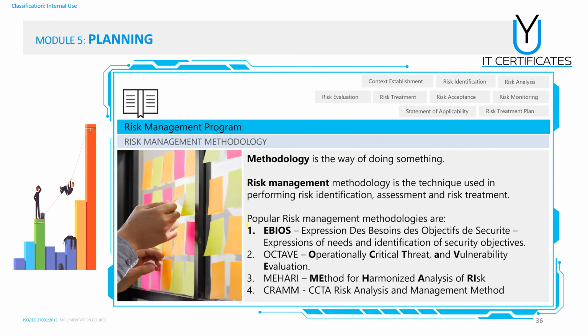Methodology: you have to define the way of doing the risk management. Of course, the time will not be enough, but we have 3 or 4 different methods for doing risk management. You can Google them and you will get a lot of information about these different methodologies, and choose what will be suitable for your organization.